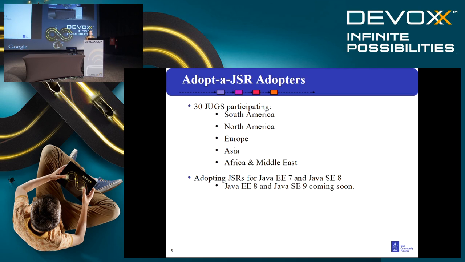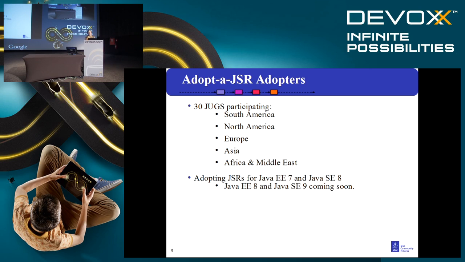you can go for full details, but I'm going to give you some highlights here. Right now, in the last 2 years, only 2 years, we have 30 Java user groups from around the world that have joined the program and gotten involved in adopting JSRs. So we have Java user groups from South America, North America, Europe, Asia, as well as Africa and the Middle East. So really, we've grown around the world and are getting lots of real-world developer input into the specifications.